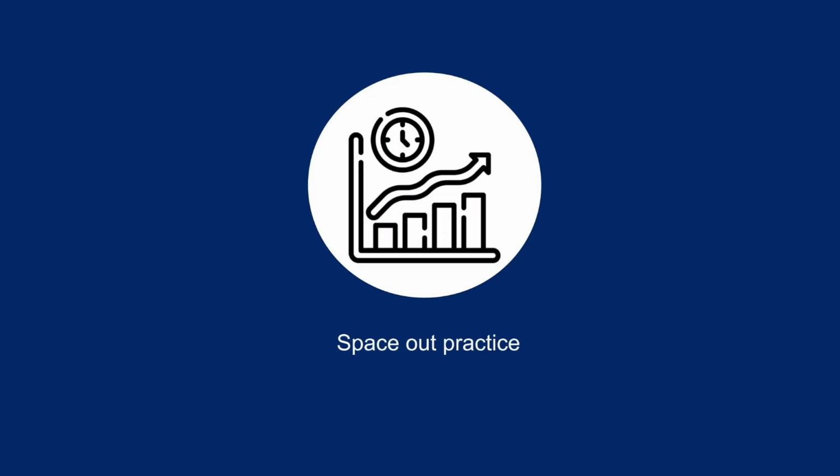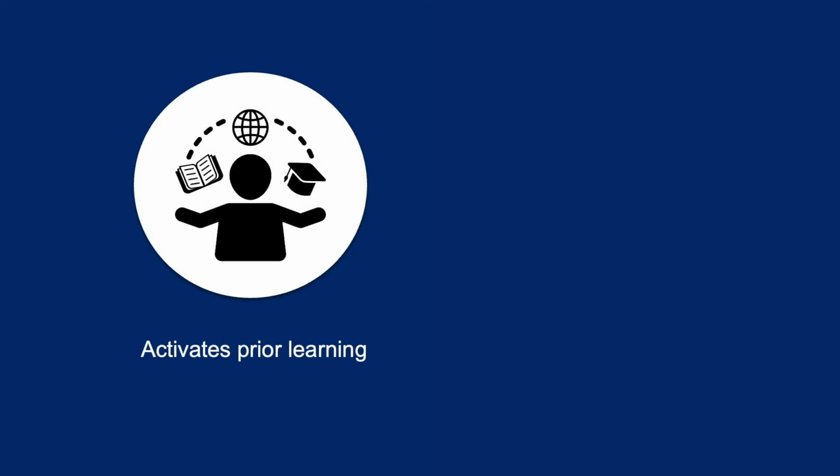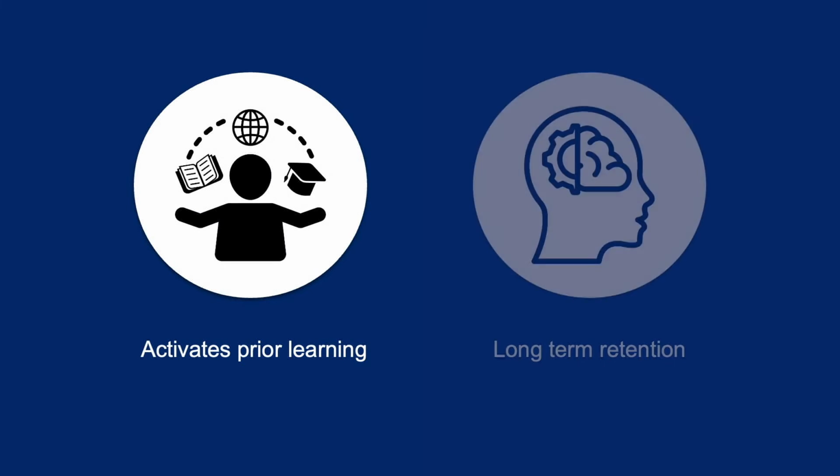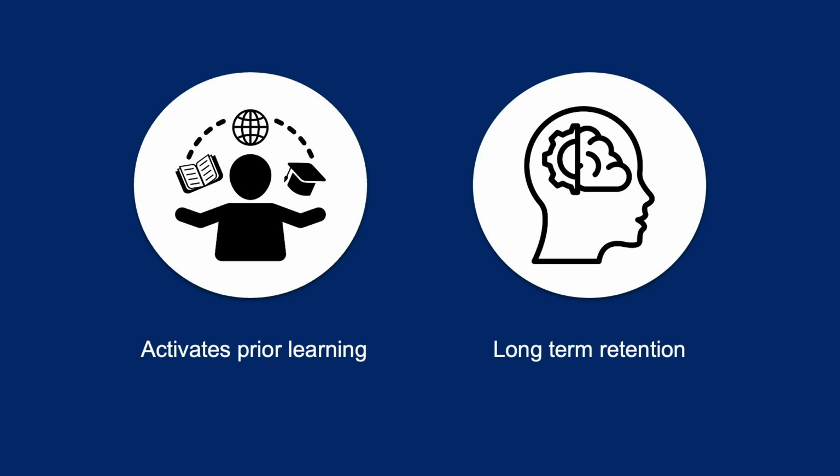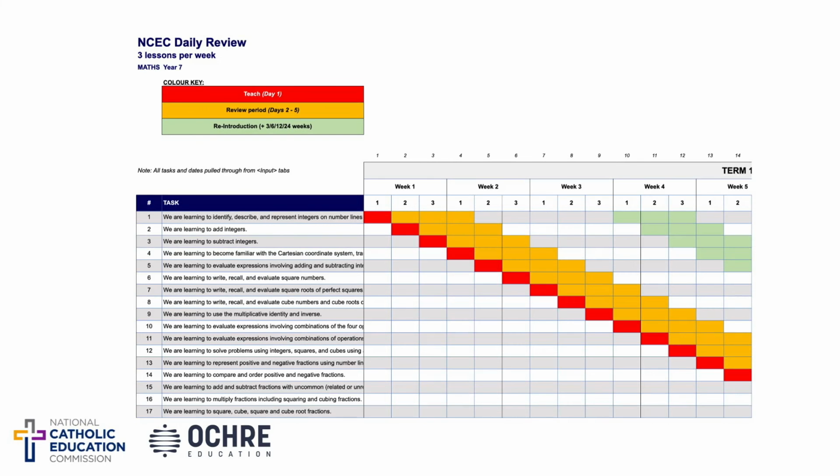When planning the daily review, it is important to space out the practice to cover skills and knowledge that students have learnt in the previous term, month, or week. This helps to activate prior knowledge and improve long-term retention of key facts. Here's an example of a daily review schedule for Year 7, covering skills from the domains of number and algebra.